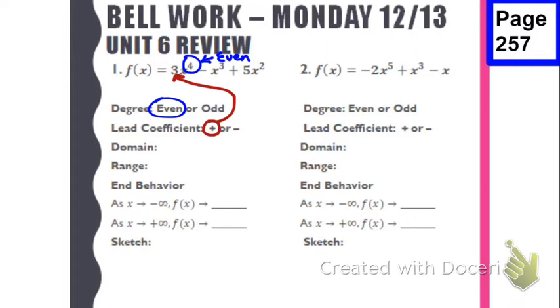Domain. These are things that I am allowed to use for x. So when I'm looking at this equation up here, 3x to the 4th minus x cubed plus 5x squared, is there any number that you can think of that you could type into your calculator that if you substitute it in for x, your calculator would just be like, meh, can't do it? No.